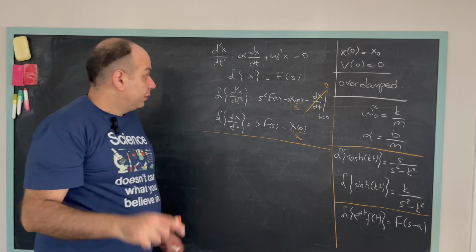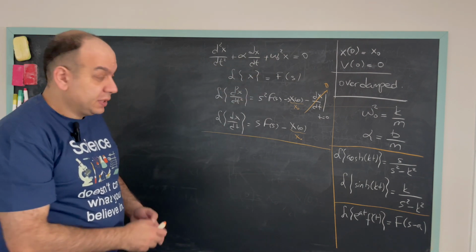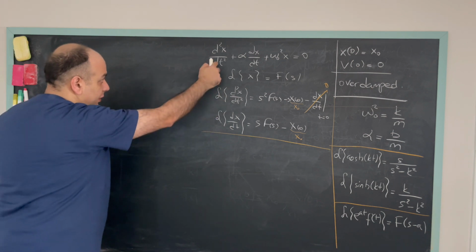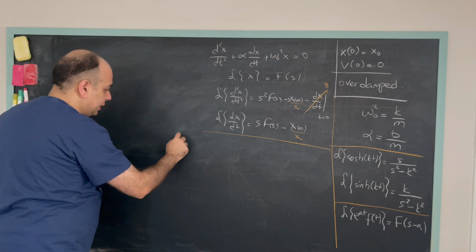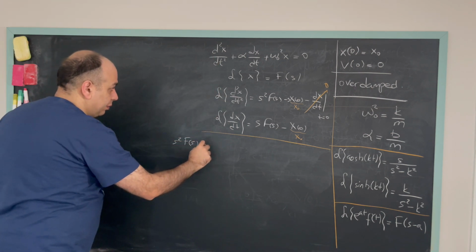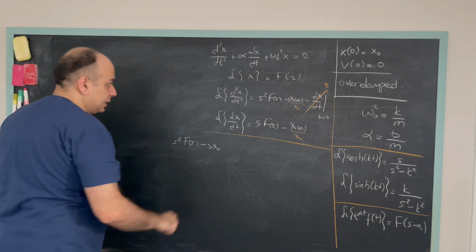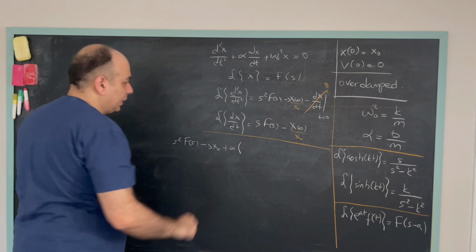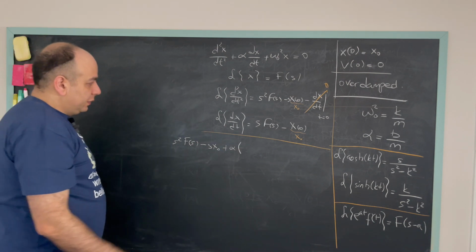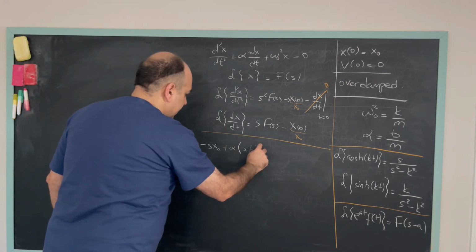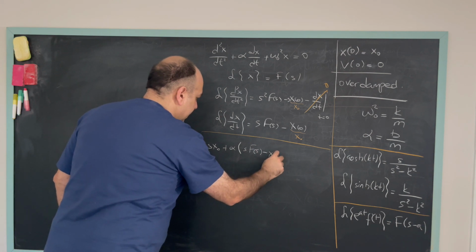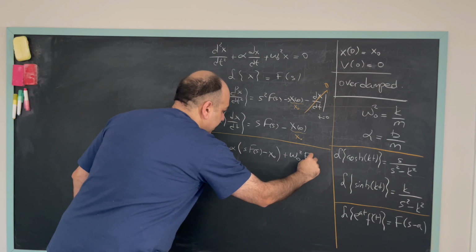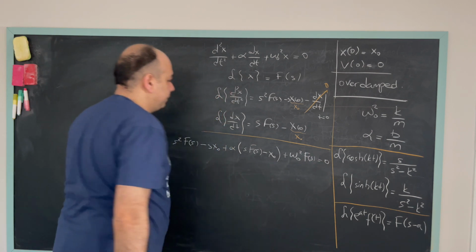Now we can write down the Laplace transform of this equation based on these. So we have the second derivative, which is s squared F of s minus s x naught, this is the constant, then plus alpha times the first derivative, s F of s minus x naught, then plus omega naught squared F of s is equal to 0.